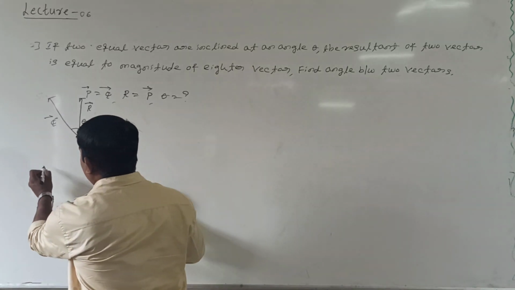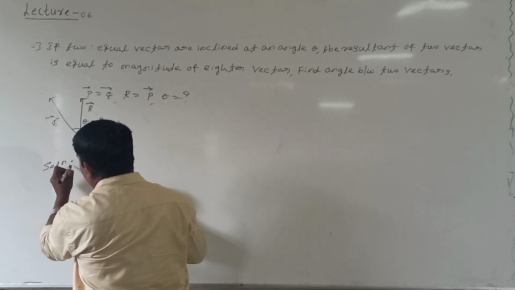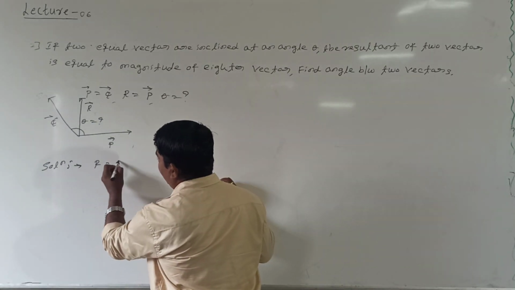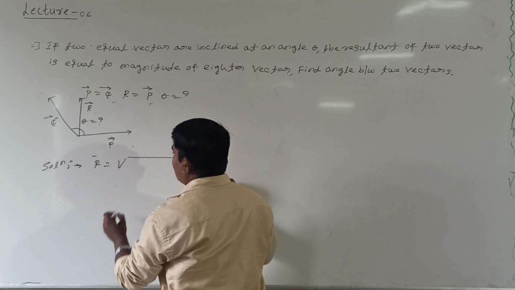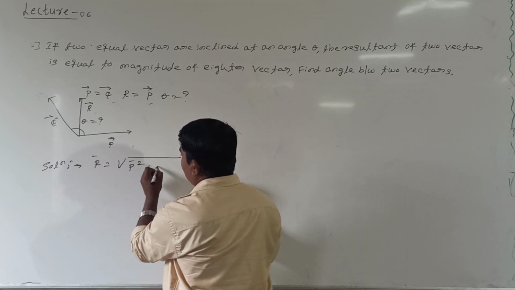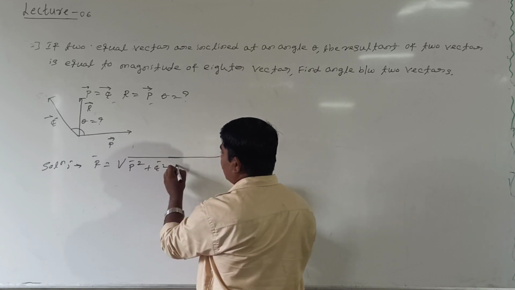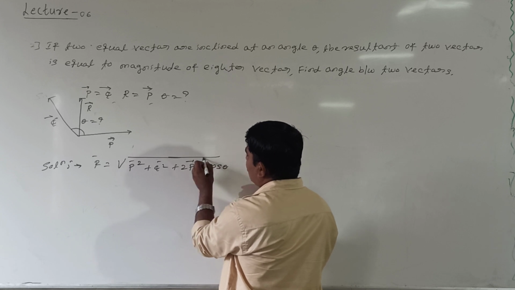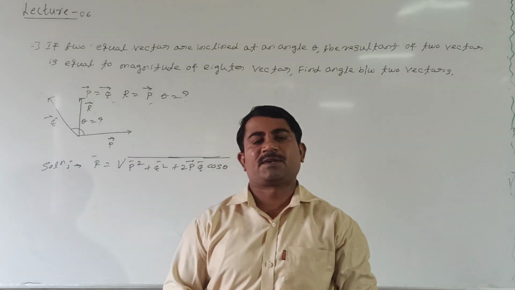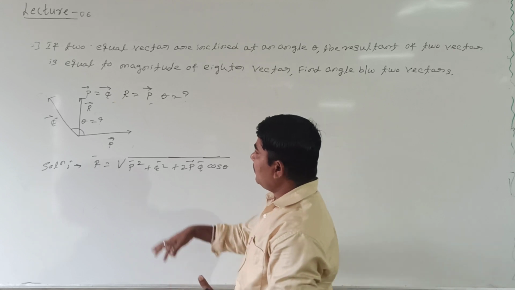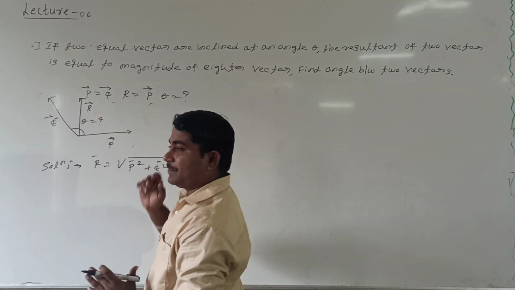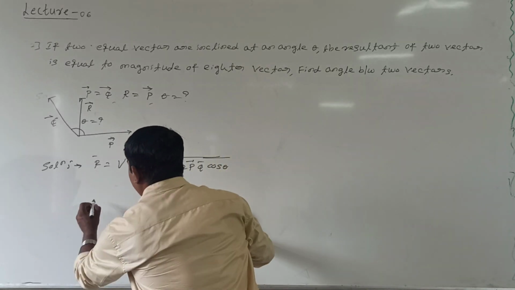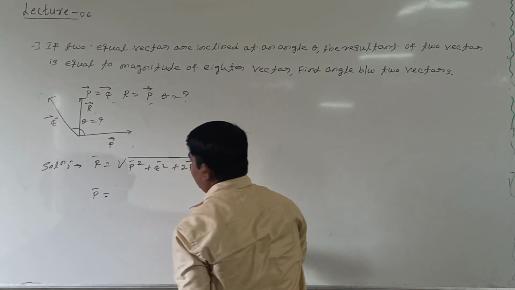How to make the solution? We know the general formula. If two vectors are there, the resultant R equals the square root of P square plus Q square plus 2PQ cos theta. But what is the condition? R equal to P and P equal to Q. Shall I replace R equal to P here?